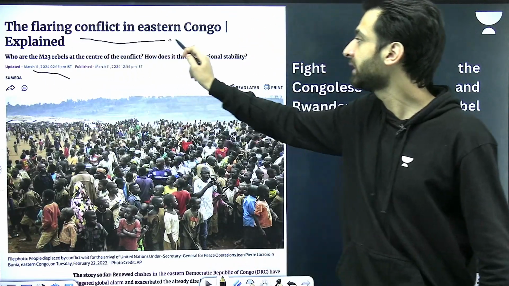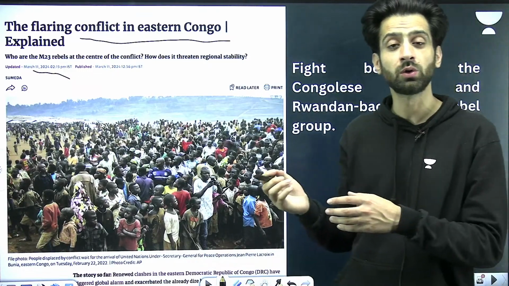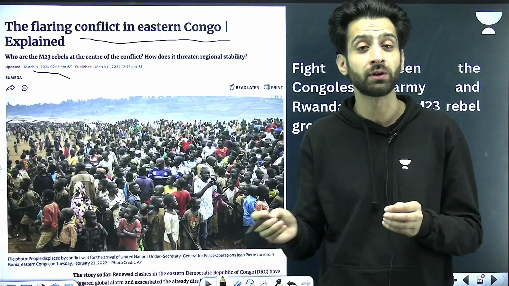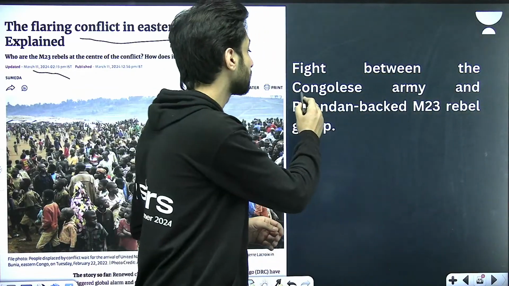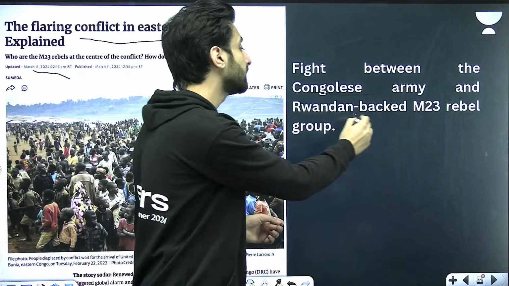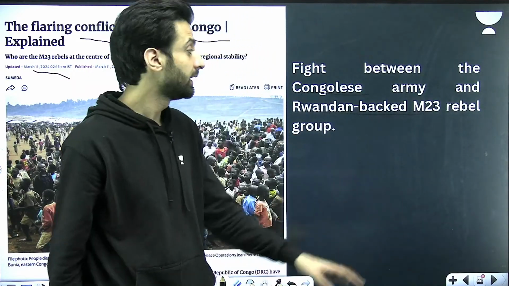The conflict in the Eastern Congo. What is the Eastern Congo? That means the part that shares its border with Rwanda. The fight is on between the Congolese army and the Rwandan-based M23. M23 is the name of the rebel group.